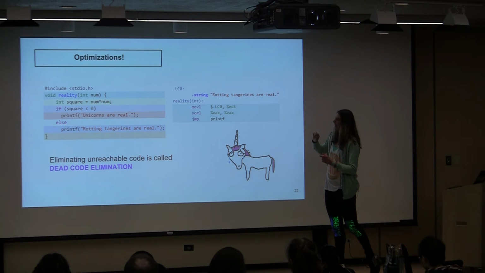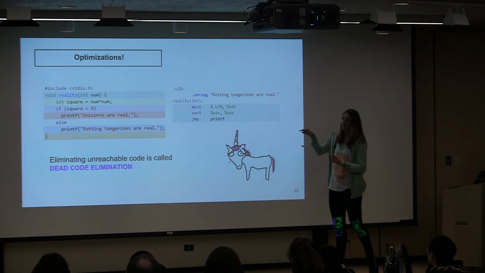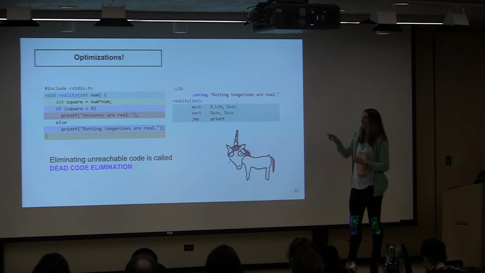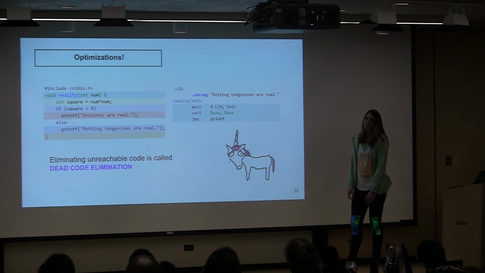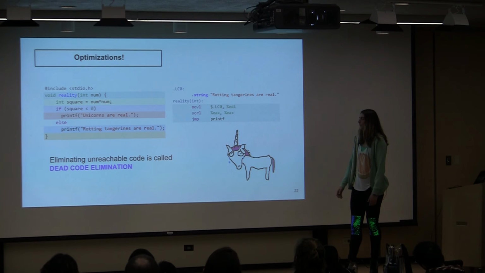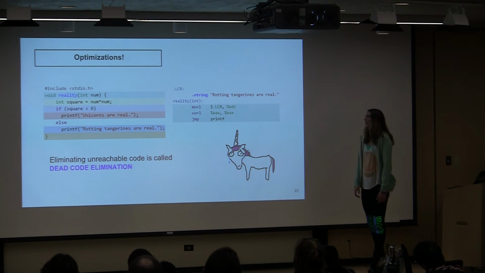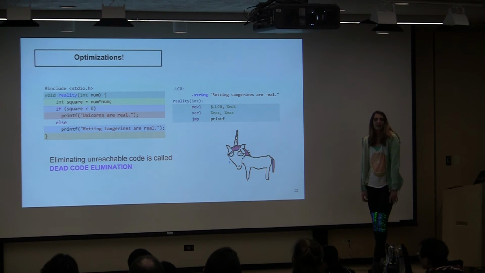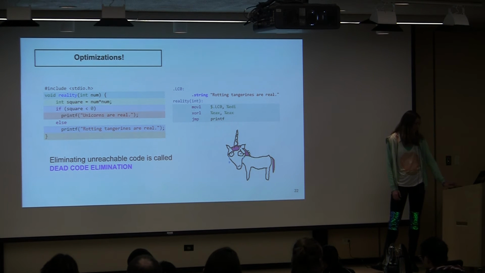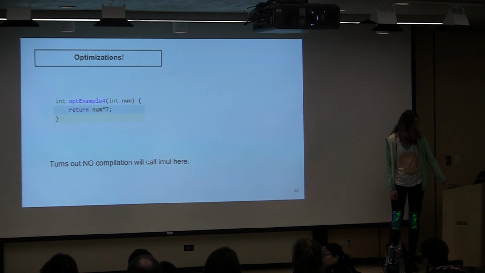So the if statement never gets reached. The else statement gets printed every time. And so the optimization is just delete the code we don't use. Get rid of the jump. We always do this one thing. That's called dead code elimination.